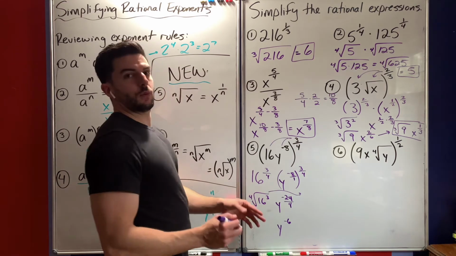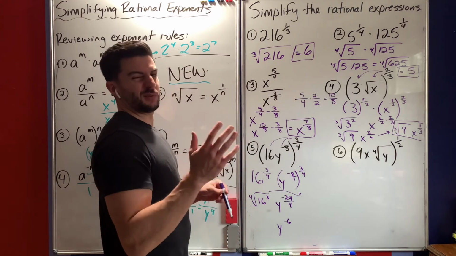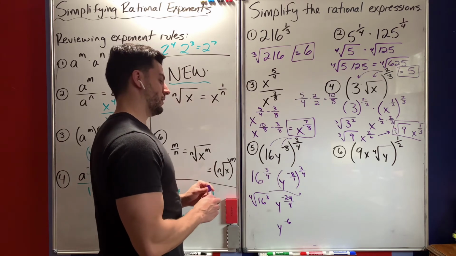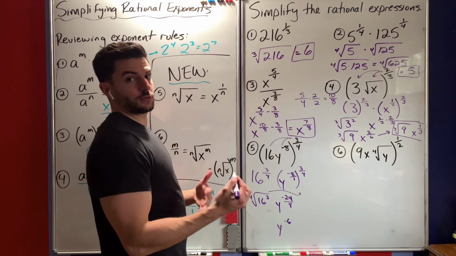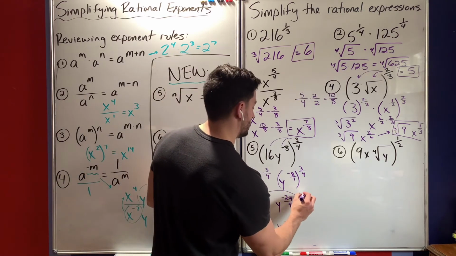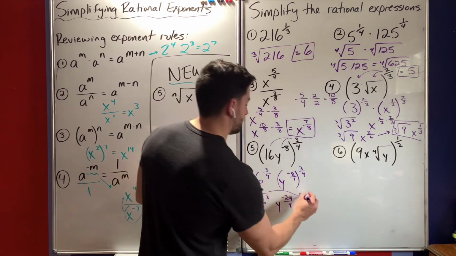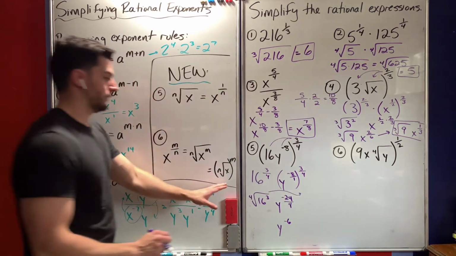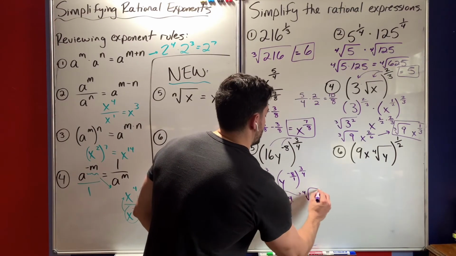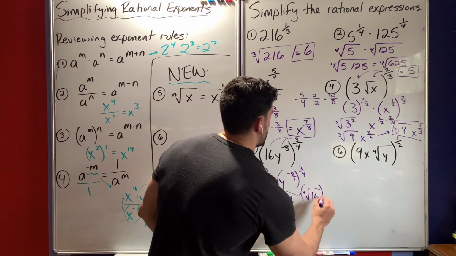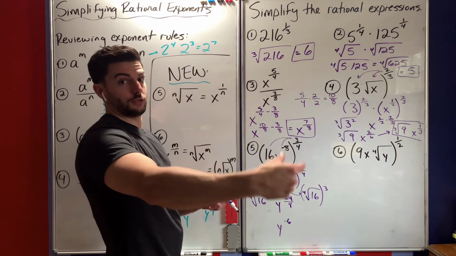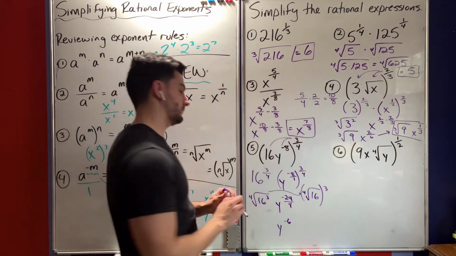So again, what we want to look for, and it might be a little harder because we don't know our perfect fourths off the top of our head, but 16 is actually a perfect fourth. If we did the 4th root of 16, we would just get 2, okay? So we can kind of separate it, right? So if I did the 4th root of 16, that's saying that 2 times 2 times 2 times 2 is 16, okay?